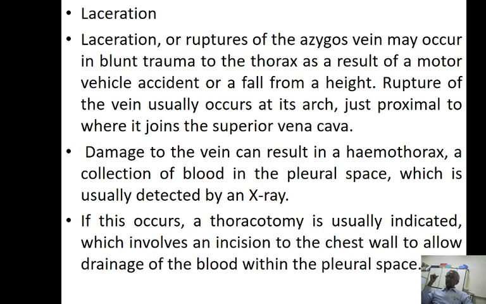a thoracotomy is usually indicated, which involves an incision in the chest wall to allow drainage of the blood within the pleural space. So if you find this laceration of the azygos vein with hemothorax, a thoracotomy is a must, wherein an incision is made into the chest wall to allow this blood to drain out.